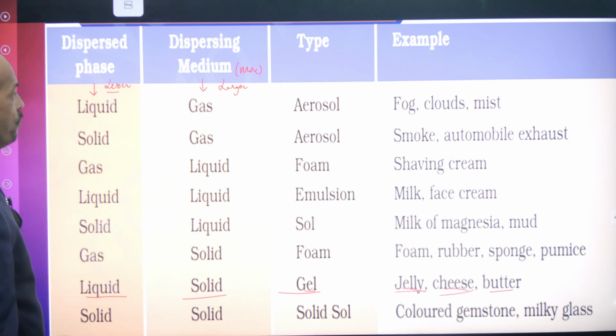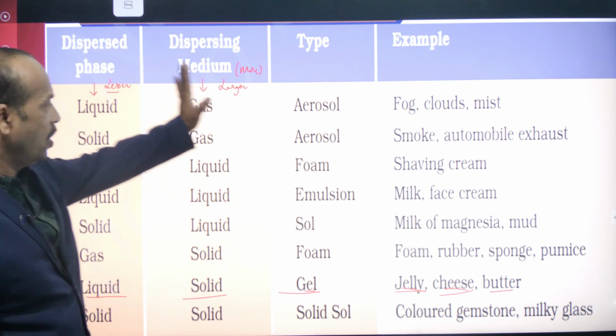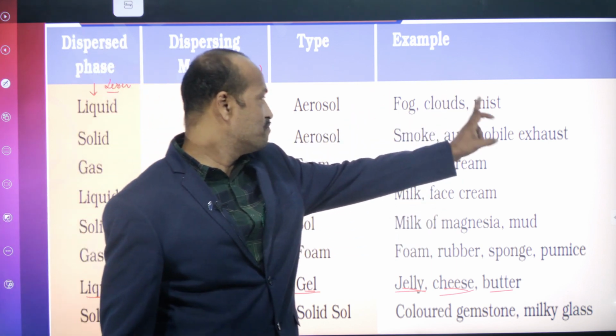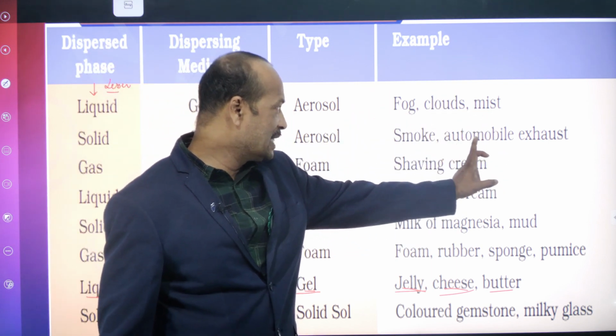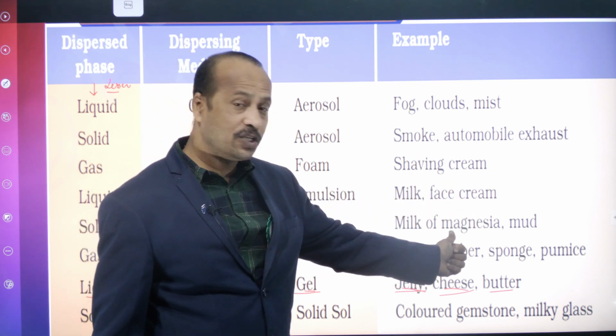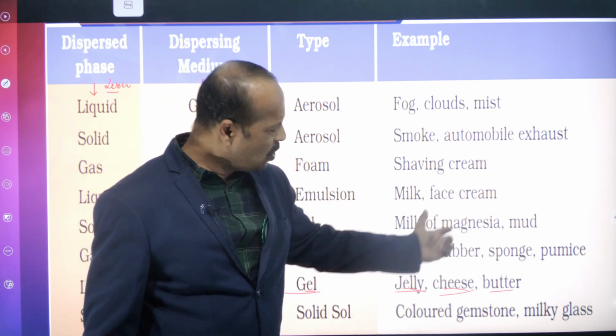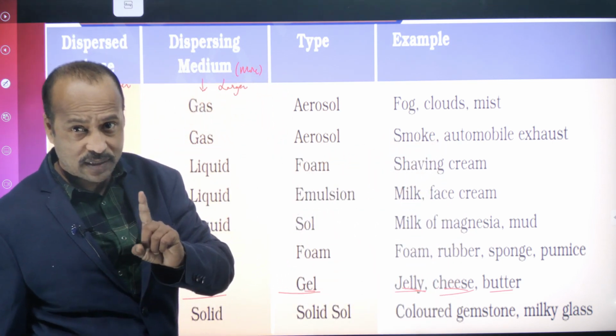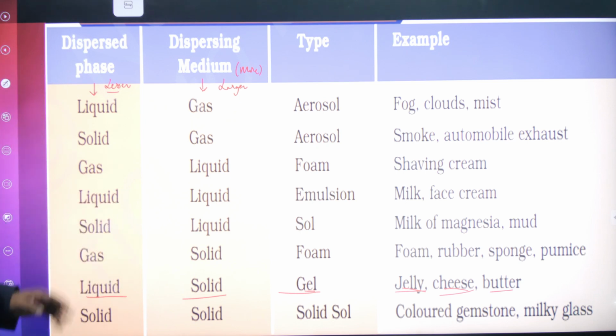Now we can see these examples here: fog, clouds, mist, smoke, automobile exhaust, shaving cream, milk, face cream, milk of magnesia, mud. These are all examples of colloids, colloidal solutions.